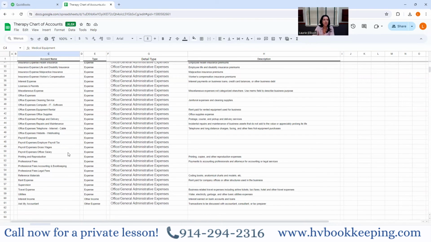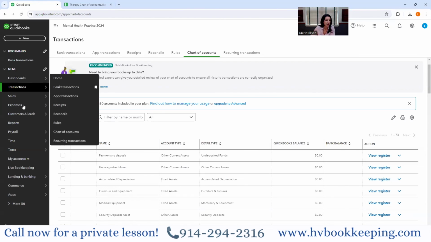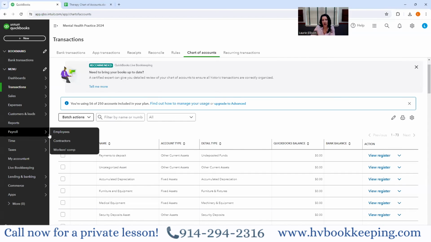Some other points I'll just make right now regarding using QuickBooks is it is not HIPAA compliant. You should be using this for the accounting of your therapy practice. Don't use this for billing, please. Don't put patient names in this because you are not HIPAA compliant then.